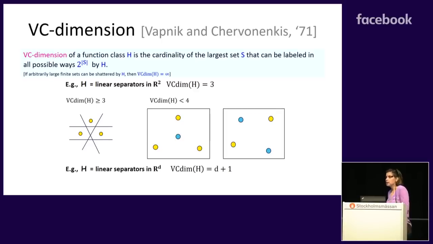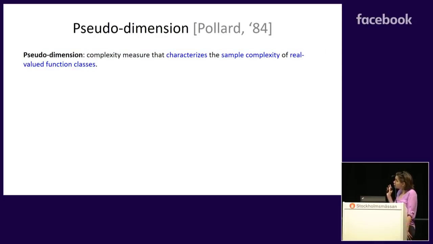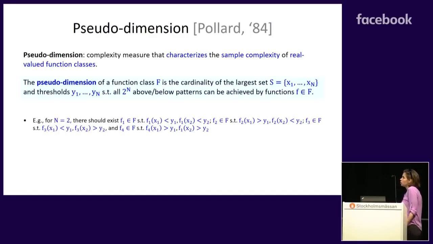Now, for our case, our functions are not binary valued functions, they're actually real valued functions, so we need a measure of complexity that is tailored to real valued functions. The measure of complexity that we're going to talk about in this tutorial is the so-called pseudo-dimension of a class of functions, which is really just the natural extension of VC dimension to the case of real valued functions. What is the pseudo-dimension of a class of functions F? Well, it's just the cardinality of the largest set of points that can be shattered in a real valued sense with functions from our class.